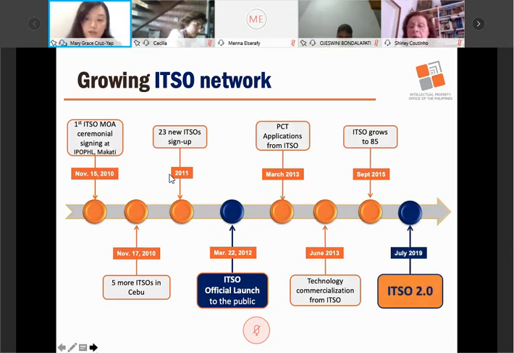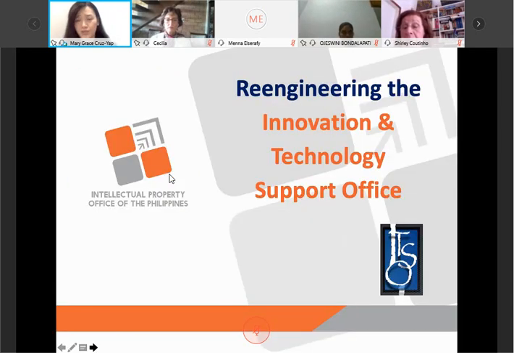And in July of 2019, because we were going towards the end of a 10-year period, we thought it best to look back and review how the ITSO has grown and all the issues that it has encountered. We decided to do a re-engineering to make our ITSO network stronger under the program called ITSO 2.0. So what is re-engineering the Innovation and Technology Support Office? What does it entail? Why do we have to do it?